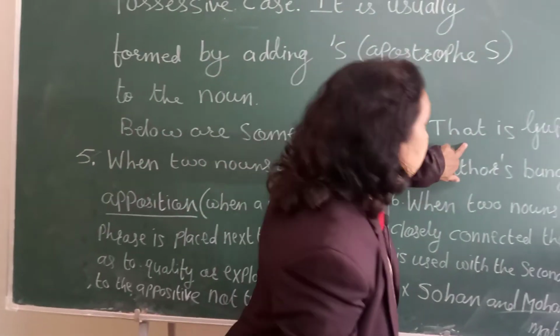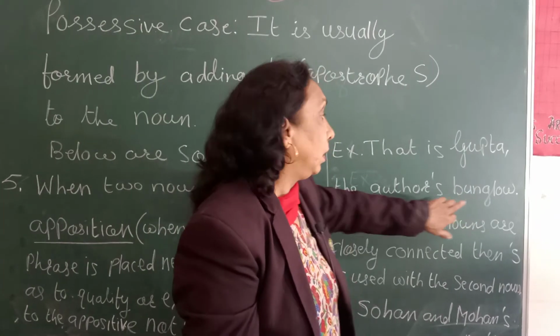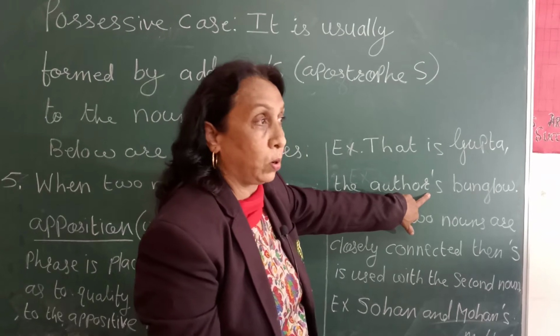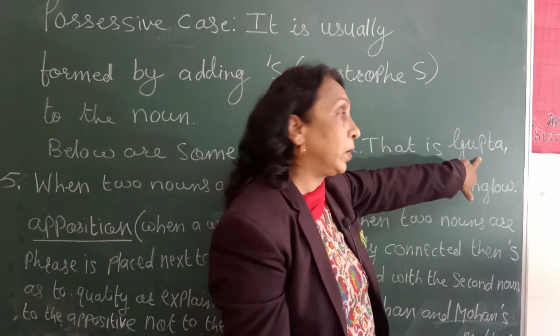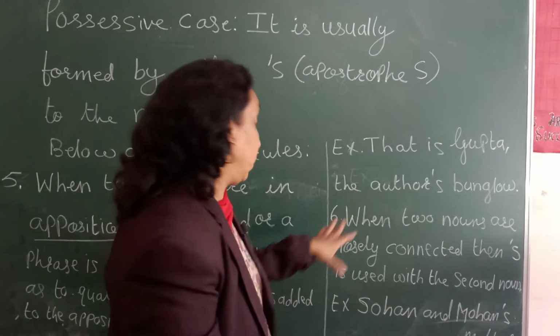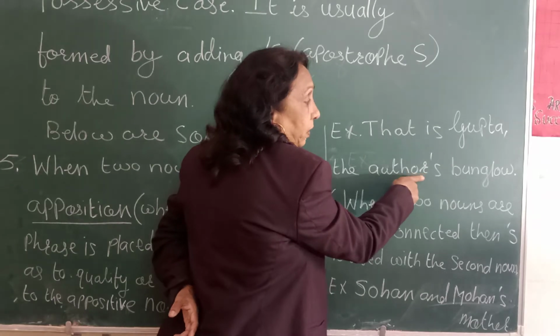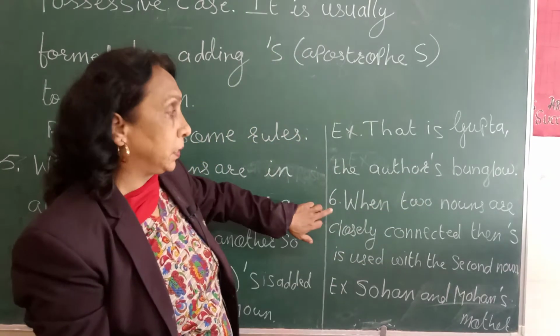Look here. That is Gupta, the author's bungalow. Here, we have given apostrophe s after author. We have not given apostrophe s after Gupta. It is a proper noun. We have not given it there. Now what word is qualifying the bungalow? Author's. So after r we have given apostrophe s. Understood, children?